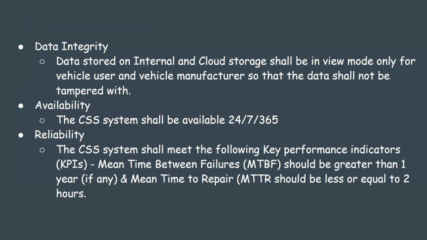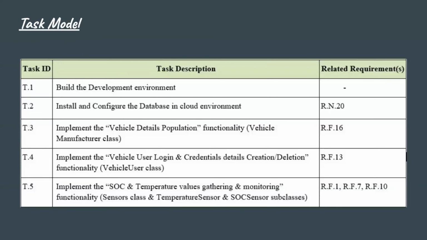The CSS shall enable roles and privileges-based authentication and access mechanism. Data stored on the internal and cloud storage shall be only in view mode for vehicle manufacturer and the vehicle user so that the data cannot be tampered. The CSS shall be available 24/7 and 365. The CSS shall meet the following key performance indicators. Mean time between failures should be greater than 1 year, and mean time to repair should be less than or equal to 2 hours.